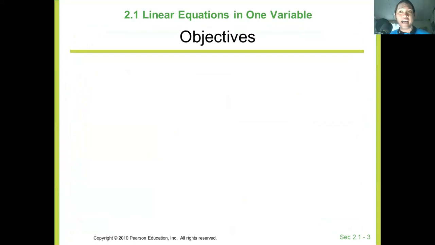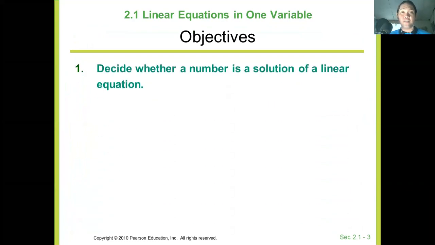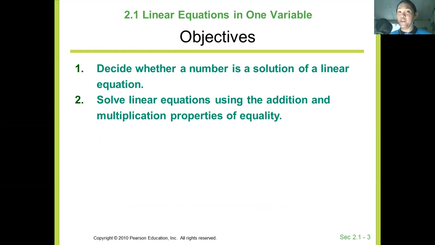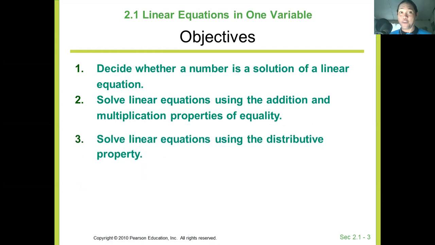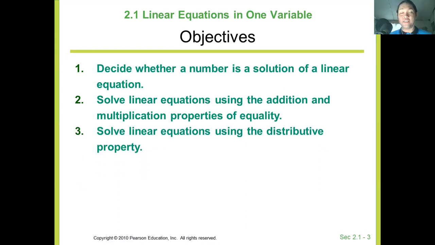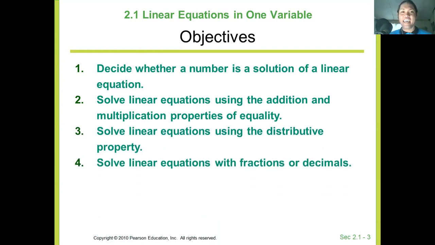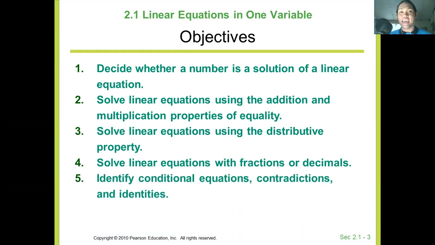So let's be guided with the objectives. Of course, the first one, we're going to decide whether a number is a solution of a linear equation. Our second, solve linear equations using the addition and multiplication properties of equality. And third, solve linear equations using the distributive property. Also, solve linear equations with fractions or decimals. And lastly, identify conditional equations, contradictions, and identities. Oh, it sounds interesting, right?